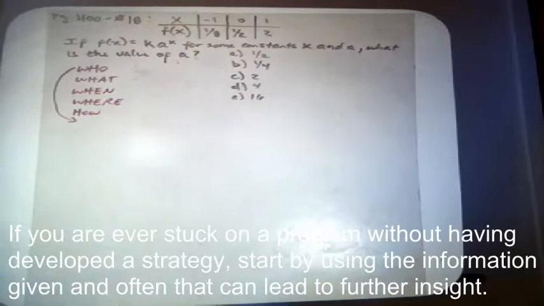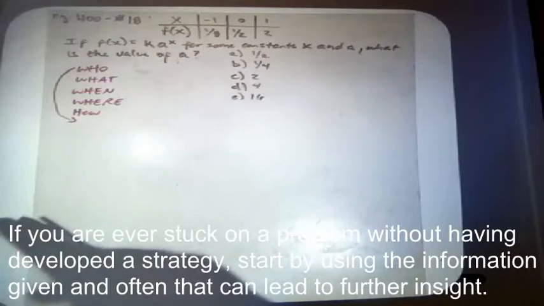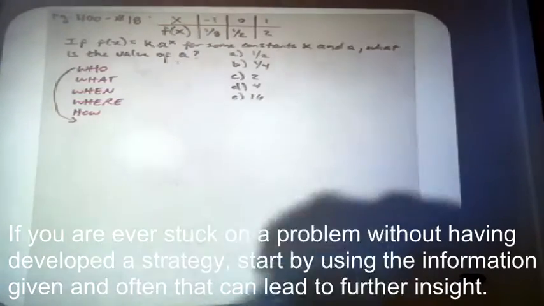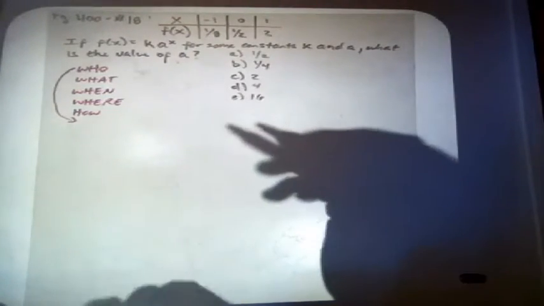So let's see if we can use this table. Notice in the table they give us a couple of x values and the corresponding f of x values. Let's see what happens when we plug some of those in. This is just us asking, all right, how can we use this table? Let's start by plugging in this first point here. What happens if we plug in -1 for x?